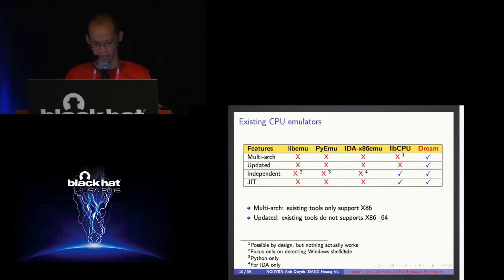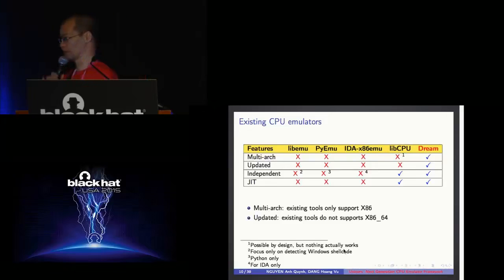You cannot use it. Just-in-time compiler: nothing uses that, so everything is slow. Those emulators are very slow. So we dream to have a good emulator which checks every line you can see here. You want a good one that supports multiple architectures, is always updated, independent so you can build your tools on top of that, and uses JIT compiler techniques, so it's fast.